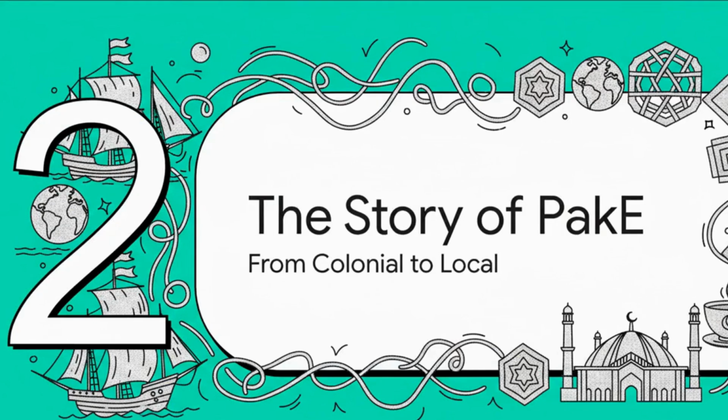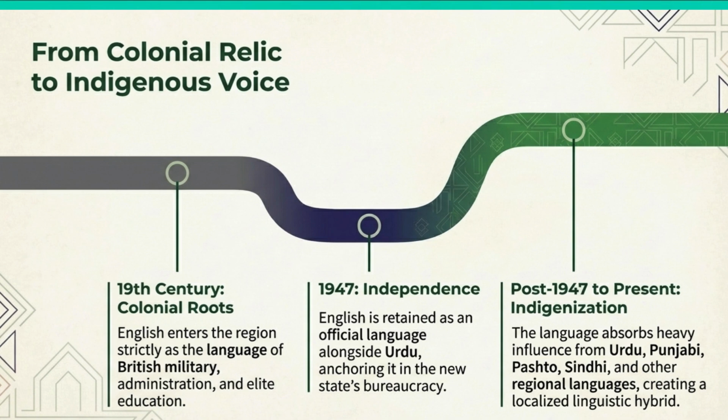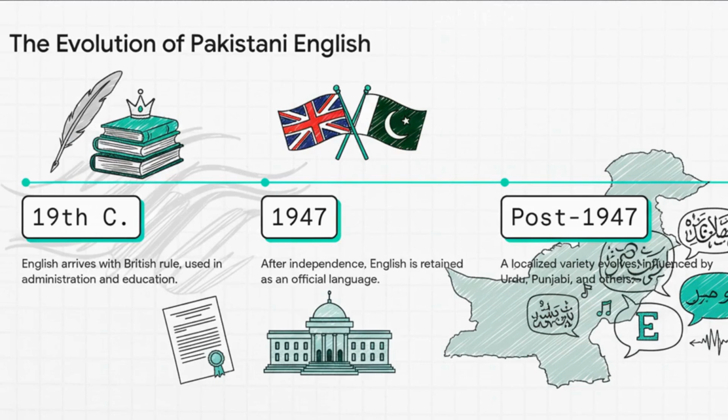Okay, so how did this all happen? I mean, how did this unique variety even come to be? Well, like with any language, its story is tangled up in history, starting with colonial roots and growing into something with a real local flavor. So picture this. It's the 19th century, English arrives with British rule, and it quickly becomes the language of administration and power. Then, fast forward to 1947. After independence, English sticks around as an official language, but, and this is key, it didn't just stay the same. It started to soak up the sounds, the rhythms, the words from Urdu, Punjabi, and other local languages, and over time, it slowly morphed into the Pakistani English that exists today.